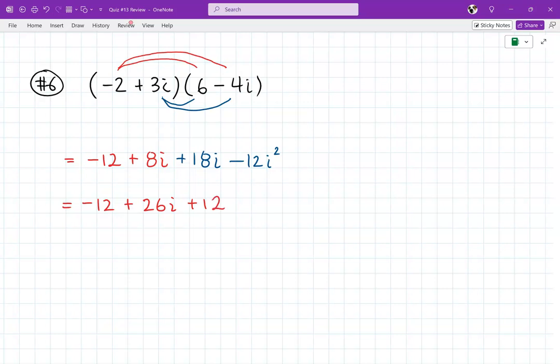Okay, because remember, i squared is negative 1. So a negative 12 times a negative 1 is a positive 12. Okay? Negative 12 plus 12, that's going to cancel. So your only answer left is 26i.